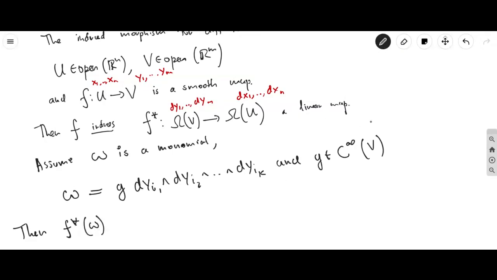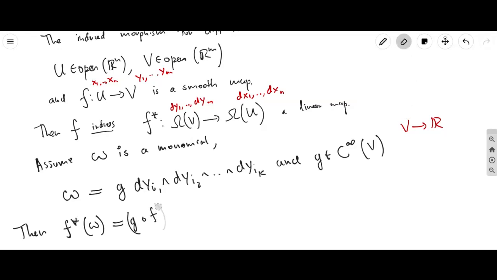So how do we do it? Well, here's the way we do it. We're going to replace g by a composition. So g is a map. You see this g over here. It's a smooth map from V into R. And we have a smooth map from U into V. So we can replace it by a composition. So this is going to be g composed with f, like this.